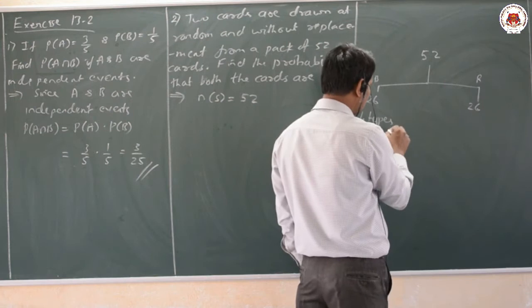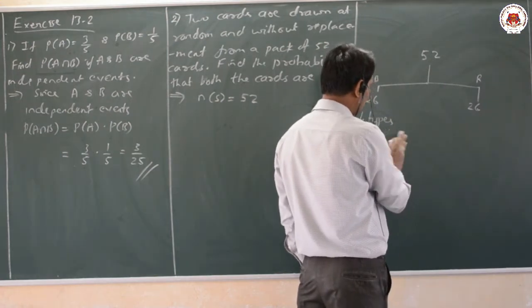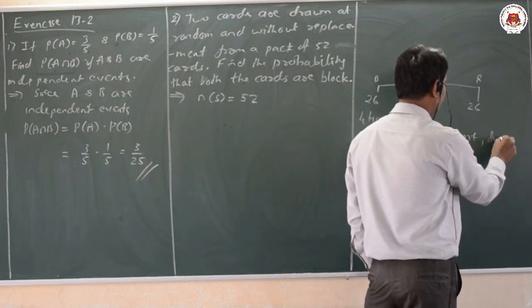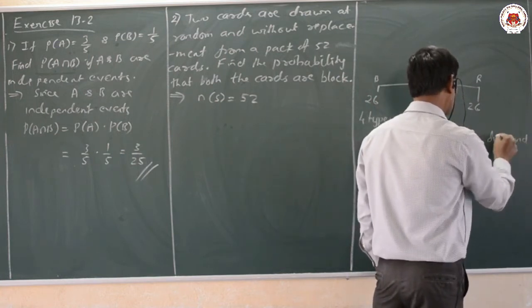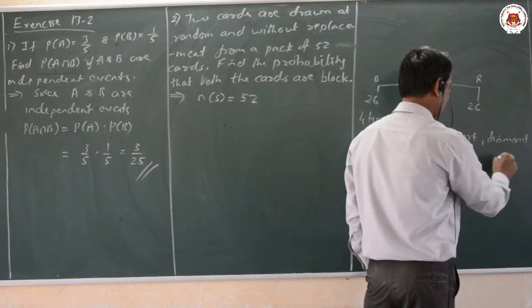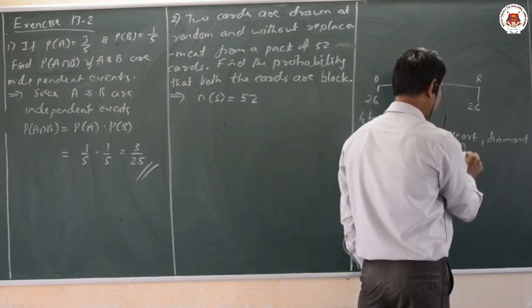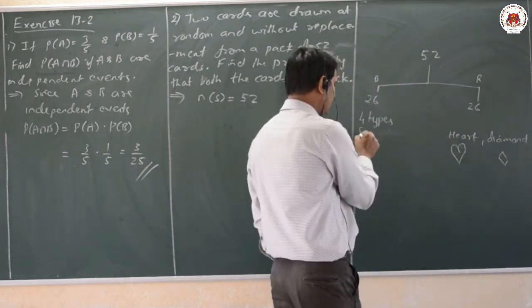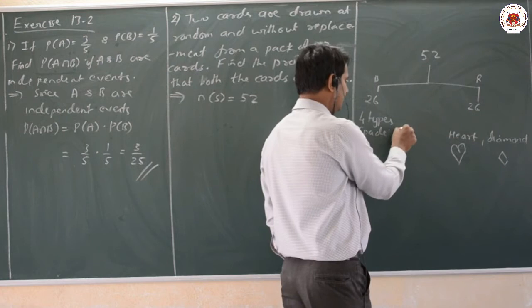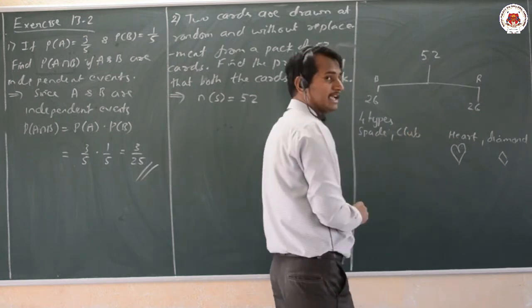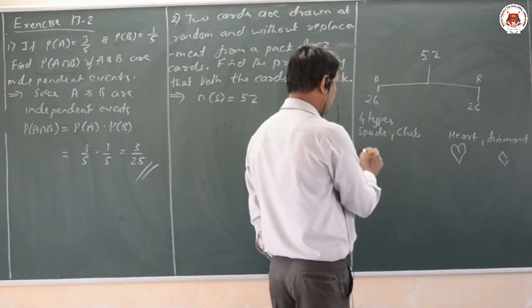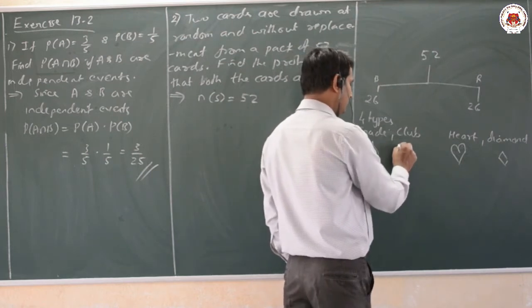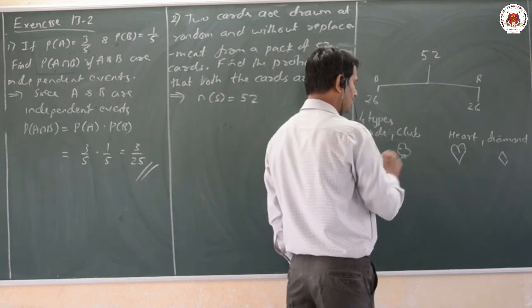The 4 types are as follows. The first one is heart, and then diamond. These 2 are always red. Then spade and club. Spade and club are always black. The spade is of this particular type, like a leaf, and the club is of this particular type.